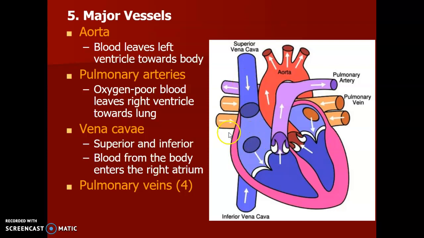So blood comes in this right atrium, goes to the right ventricle, pumped out through the pulmonary artery to go to the arteries when it splits in two, and then goes to the lungs to pick up oxygen.